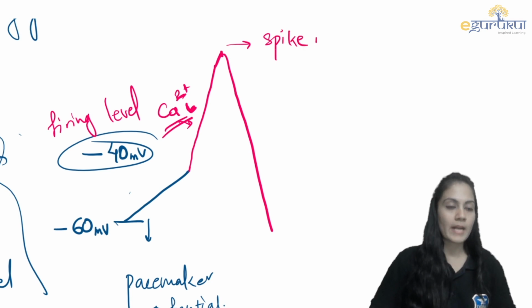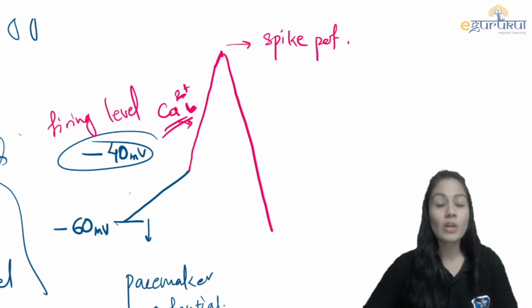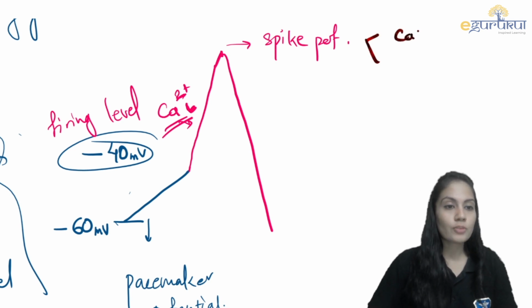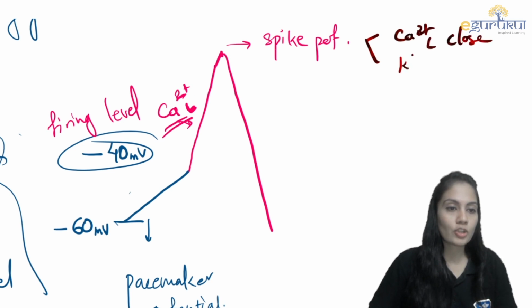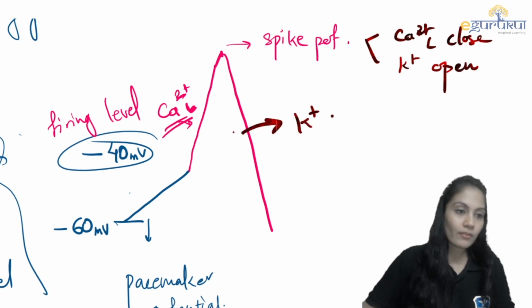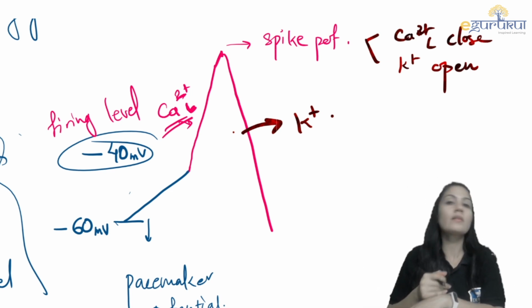This is known as spike potential. This is the maximum positive value possible via these nodal tissues. In this, the calcium channels will close and the potassium channels will open. As soon as the potassium channels open, potassium efflux will occur, and if the positively charged ions are going outside and there is no more influx of positive ions, what is going to happen?